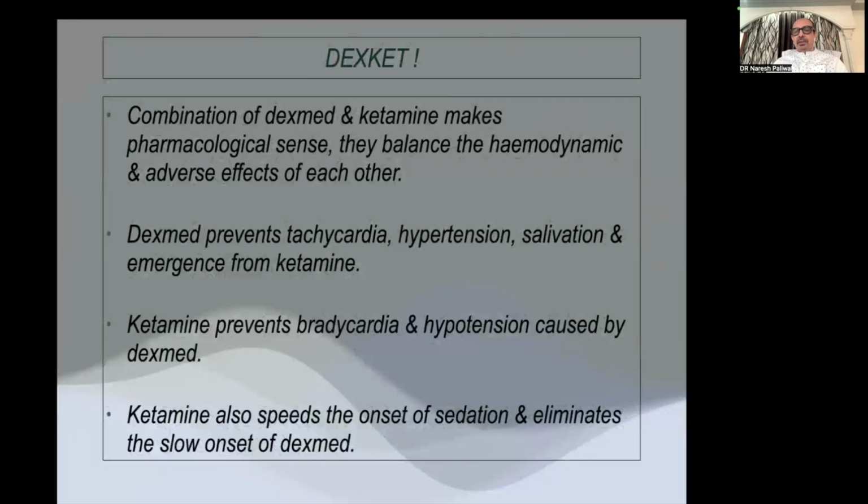Now coming to DexKet, a combination of dexmedetomidine and ketamine makes pharmacological sense. They balance the hemodynamic and adverse effects of each other. Dexmed prevents the tachycardia, hypertension, salivation, and emergence reactions from ketamine, and ketamine prevents the bradycardia and hypotension caused by Dexmed. The ketamine also speeds the slow onset of Dexmed. It speeds the onset of sedation.